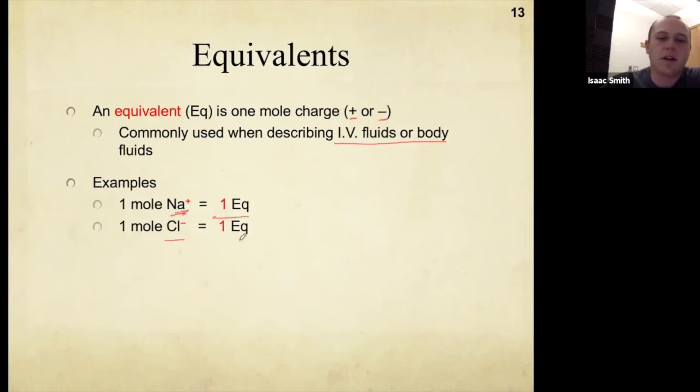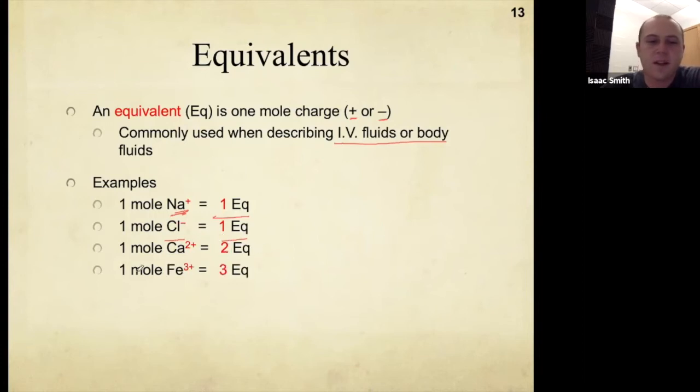1 mole of chloride ions is 1 equivalent because there's 1 charge on the chloride. Now, if we had 1 mole of calcium ions, we actually have 2 equivalents because each calcium ion contains 2 positive charges in it. So 1 mole of calcium 2 plus ions is 2 equivalents. 1 mole of iron 3 plus ions is 3 equivalents.